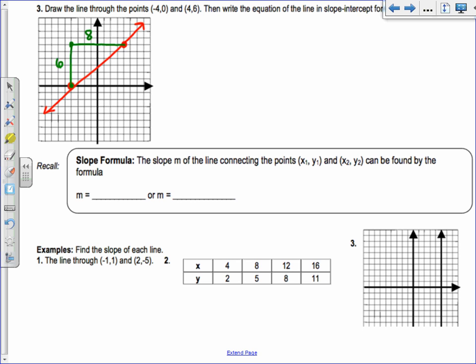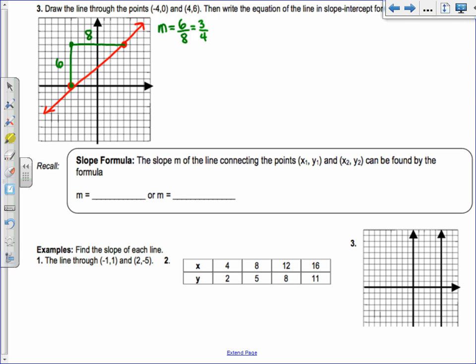So your rise over your run is 6 over 8. And it's positive, right? Because it was rising when you went from left to right. All right, so your slope is going to be 6 over 8, which is 3/4. All right, and then you can try to find what the y-intercept is.